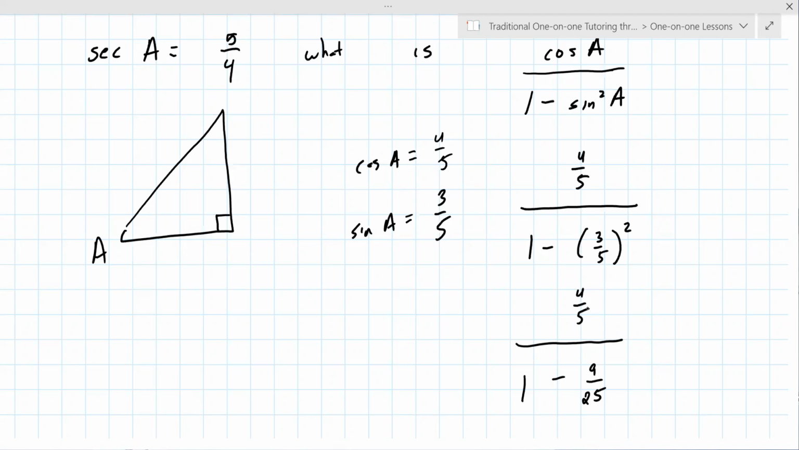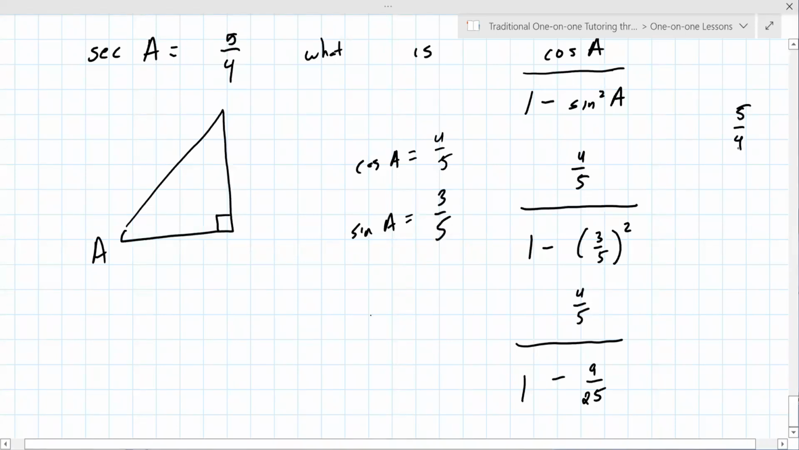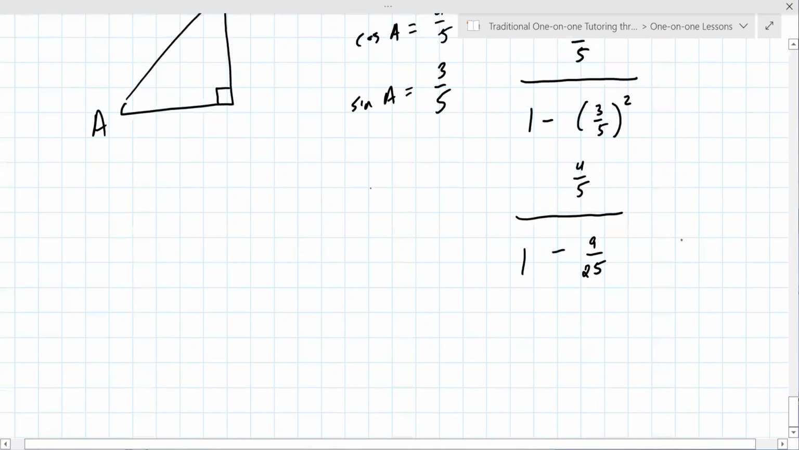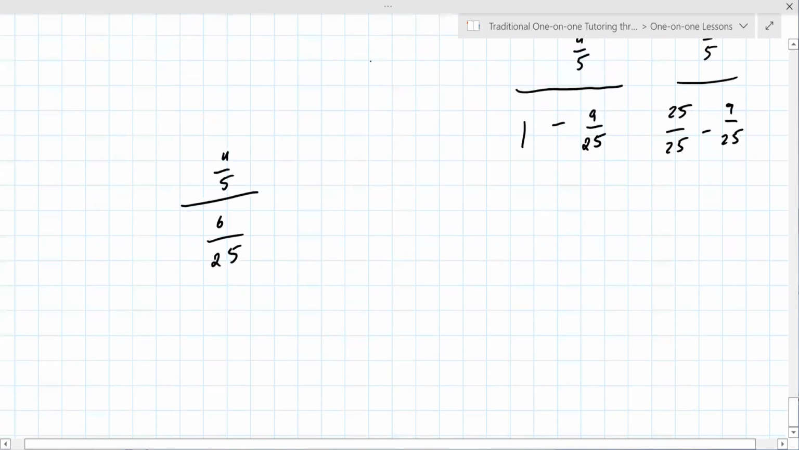5/4. Okay, so you think the answer is 5/4. I'll just circle it here. So in the bottom, it becomes 25 over 25 minus 9 over 25, 4/5. So the numerator stays 4/5, and the denominator is now 16 over 25. And then you multiply by the reciprocal. So you take that 4/5 and you multiply by 25 over 16. Those cancel. 4 and 4, I get 5/4.